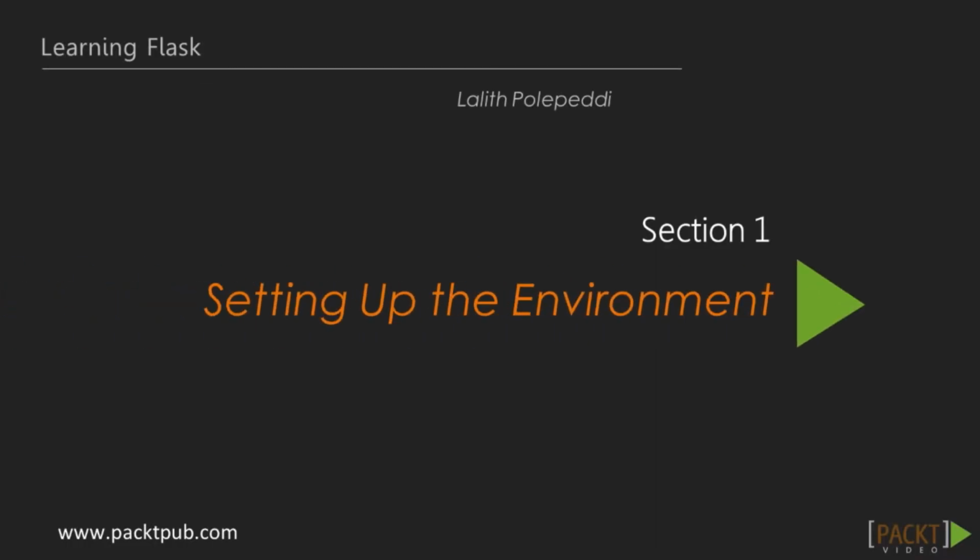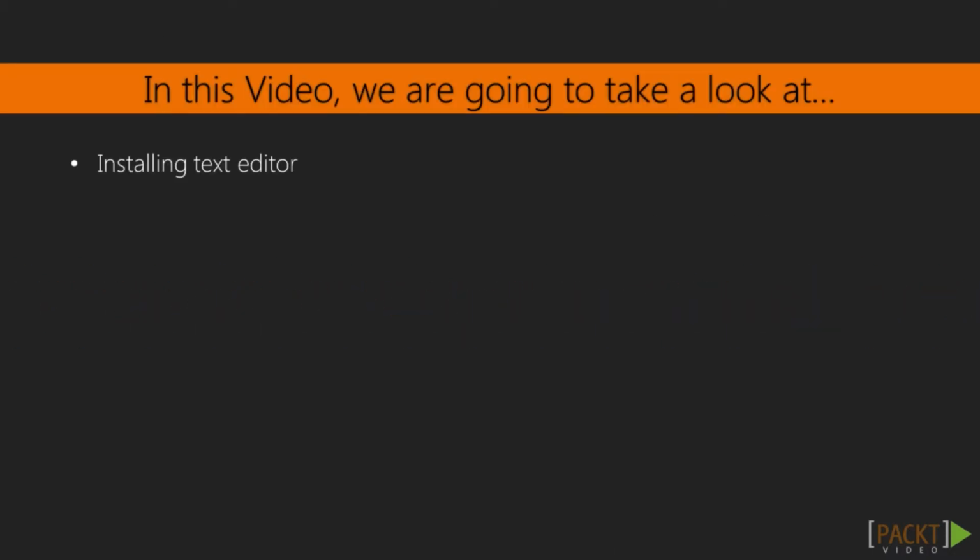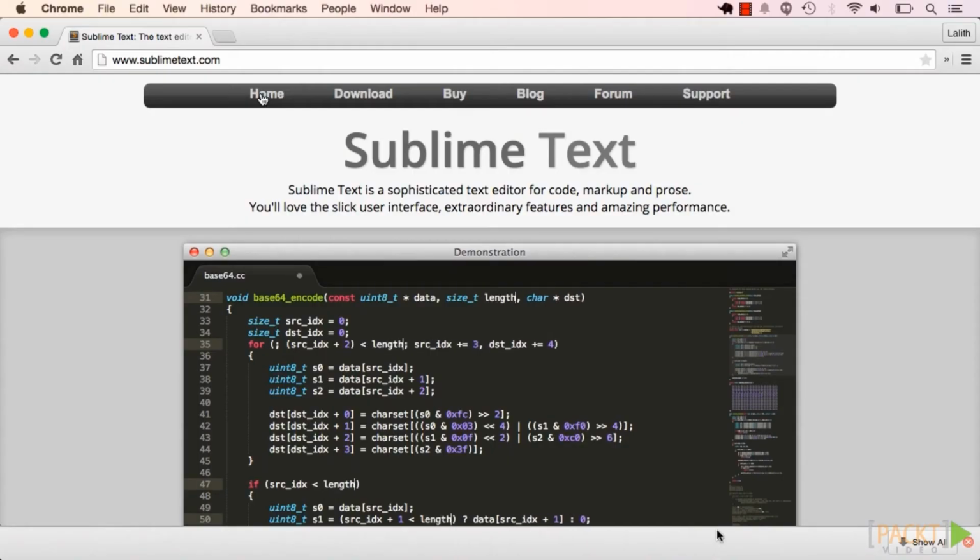In the last video, we looked at the Flask app we'll build in this course and the tools we'll need to do it. In this video, we'll start by installing a text editor. A text editor is where we'll write code. A popular text editor is Sublime Text. Sublime is available for OS X, Linux, and Windows.